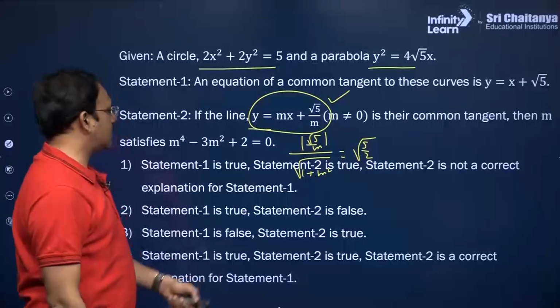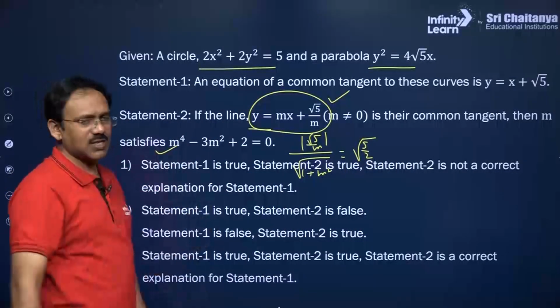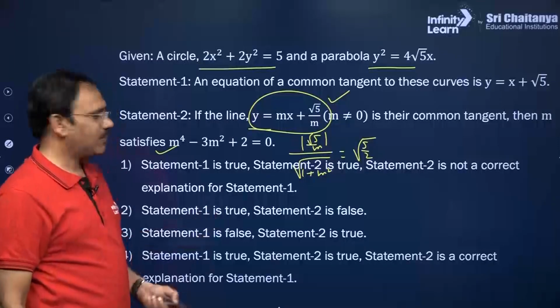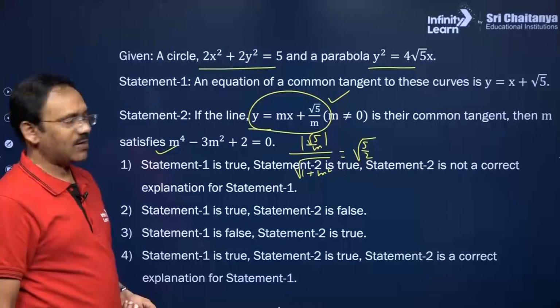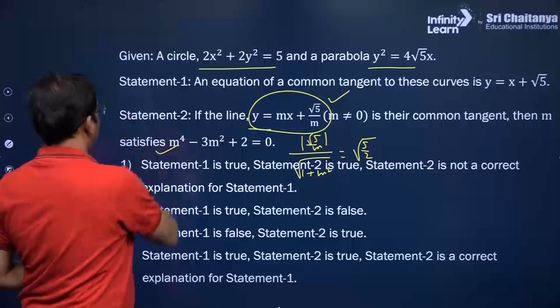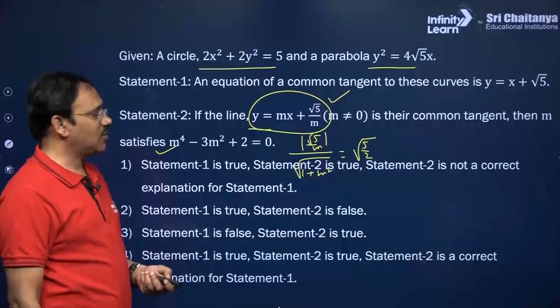This is the one. You just simplify, you are going to get this equation itself in terms of m. So, we are correct, because m square is going to be 1 or 2. That is what you are going to satisfy, my dear friends. So, both the statements are correct, and it is the correct explanation even.